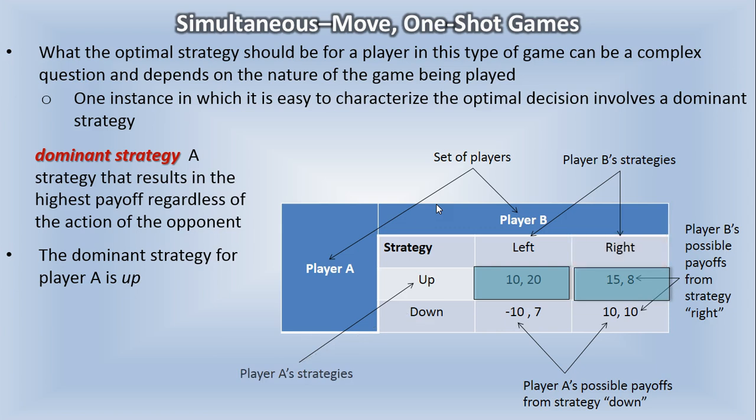So regardless of what player B does, player A's optimal choice is always to play up, and therefore player A has a dominant strategy to play up. No matter what the opponent does, player A is always going to play up. That is their dominant strategy. So if we can identify a dominant strategy for a player, that obviously provides some insight into what they should do.